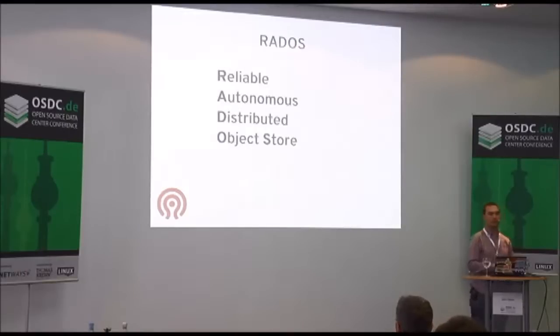Rados stands for Reliable Autonomous Distributed Object Store. It's reliable because it will keep more than one copy of your data and make sure that those copies are maintained in the case of failures. It's autonomous because it doesn't require administrator interaction to do that process. It will notice failures and fix them itself. It's distributed in that it scales linearly. You can use it on anything from tens to tens of thousands of drives. And of course, it's an object store.